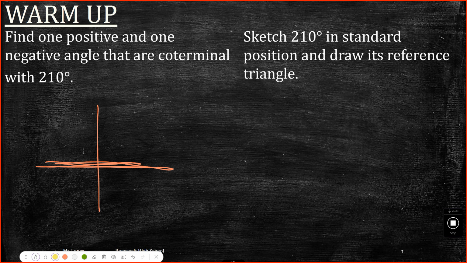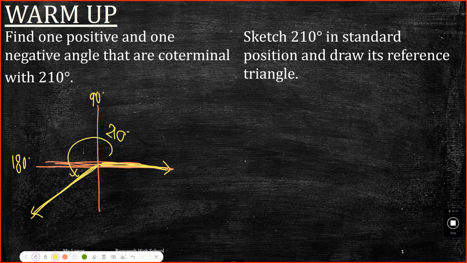Find one positive and one negative angle that are coterminal to 210. Start here. 210. We're gonna go positive 210. So go up. This is 90. 180. So we got to go another 30 more. So it's going to be right here. All right. So this is 210.